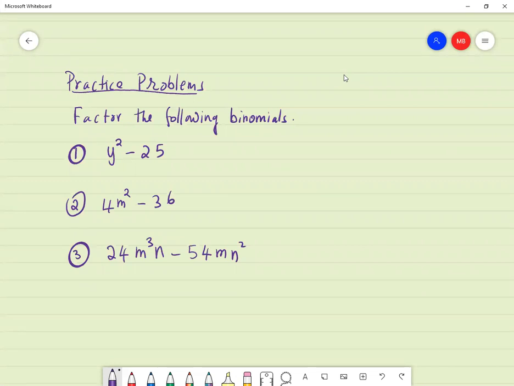All right, so here are some practice problems for you guys. Factor the following binomials. First one is y squared minus 25. Second is 4m squared minus 36. Third one is 24m cubed n minus 54mn squared. All right. So these three examples are similar to the 1, 2, 3 respectively we did in the first part of the video. So pause the video and try to solve these three binomials.